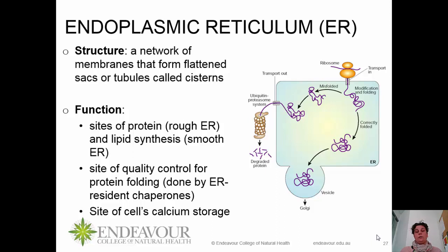So, ER structure: a network of these beautiful membranes that are all through the cytoplasm, and their function is to synthesize either protein, if ribosomes are bound to it, or lipids, in which case it's called a smooth ER. It's also a site for quality control in terms of protein folding, and also an important point to make is that it's a calcium storage site.